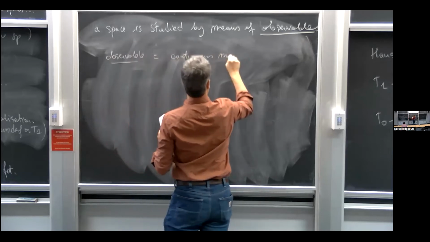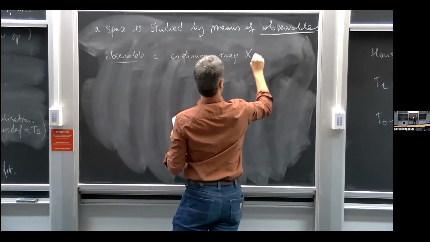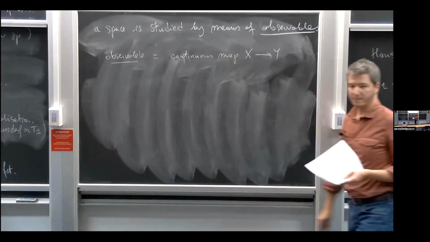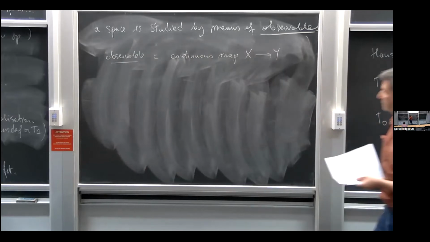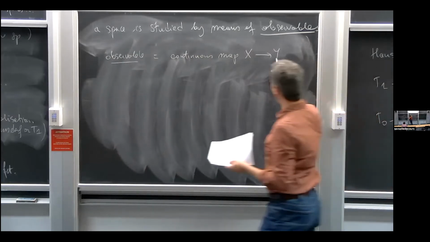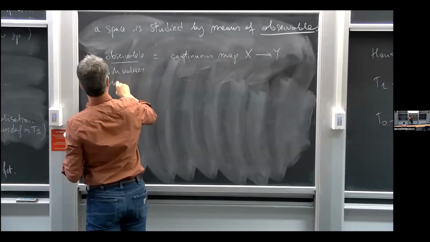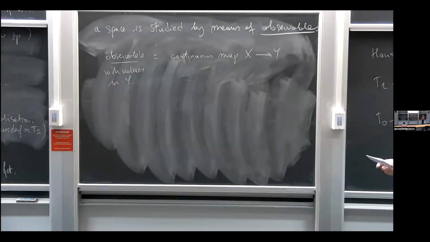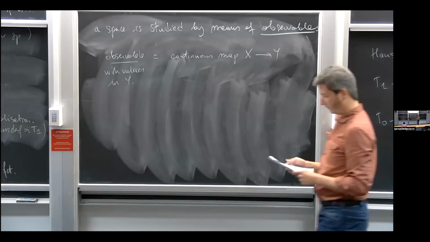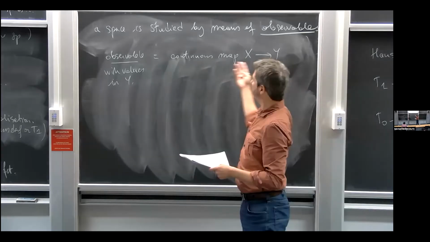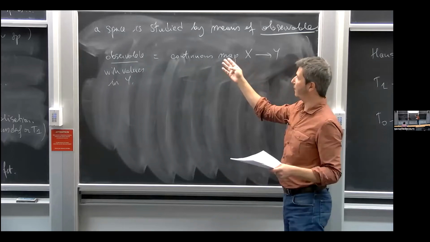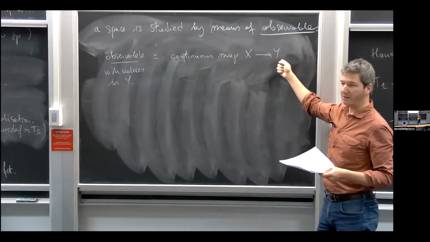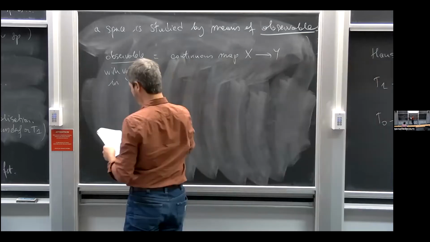An observable is just going to be a continuous map, and it's useful to fix the codomain of the map. We call that the space of values of the observable. And so there's plenty of examples of this situation where we're going to study a space by looking at maps into a fixed space. So let's have a list.